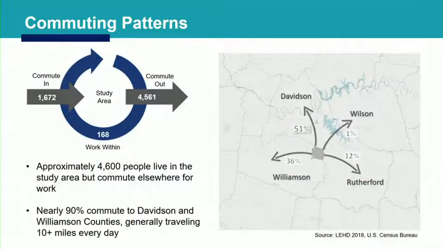Okay, when you say commute in, you have 1672, does that mean they're basically going through town? No, they're coming into town to work. Then what's the 168 that they work within? Those are people that live in Nolensville and work in Nolensville. And then we're bringing in another 1600, almost 1700. And then 45 are heading out.